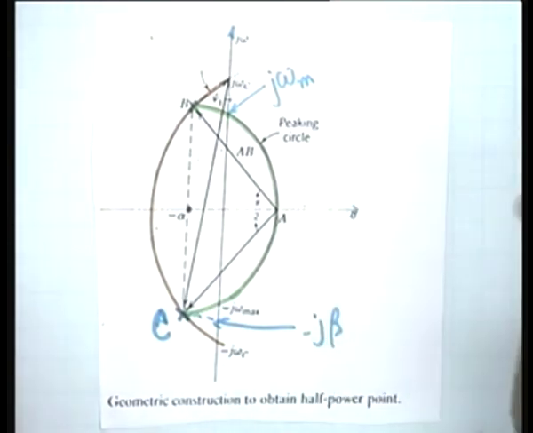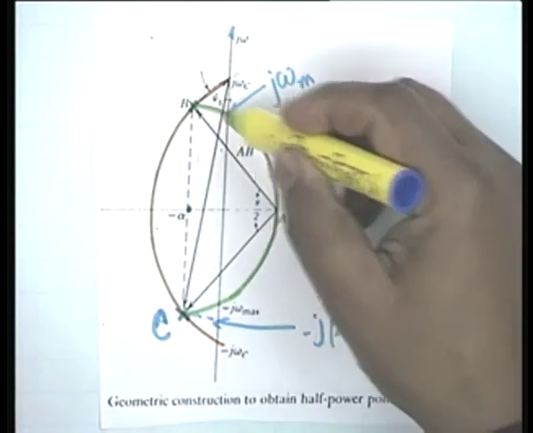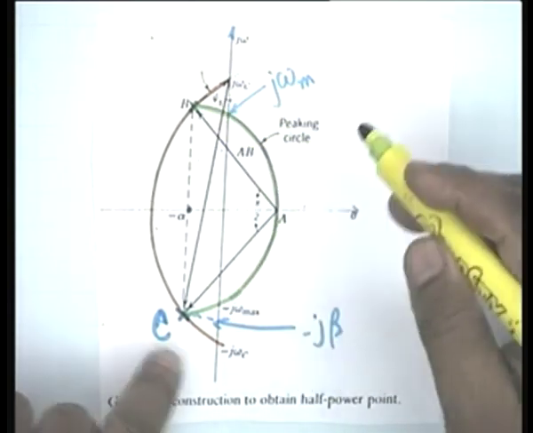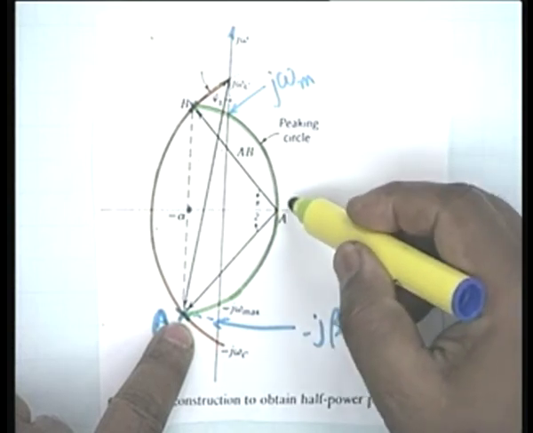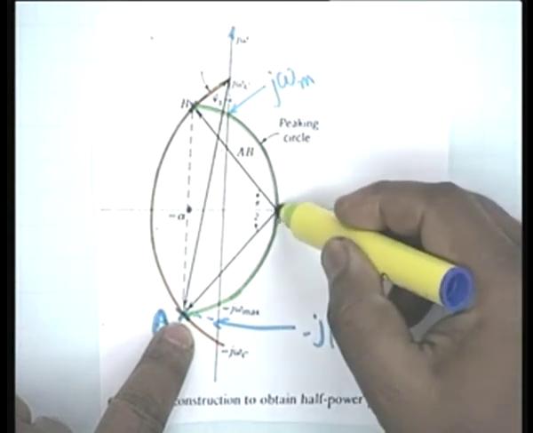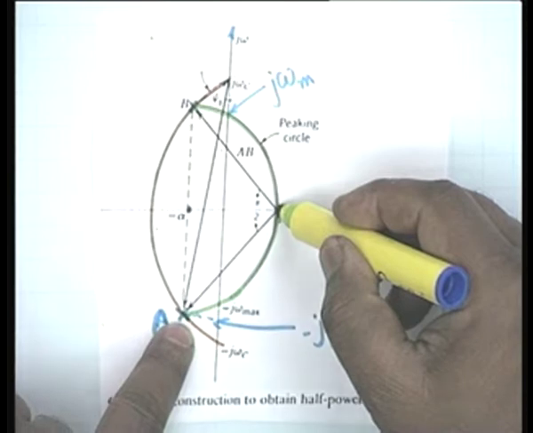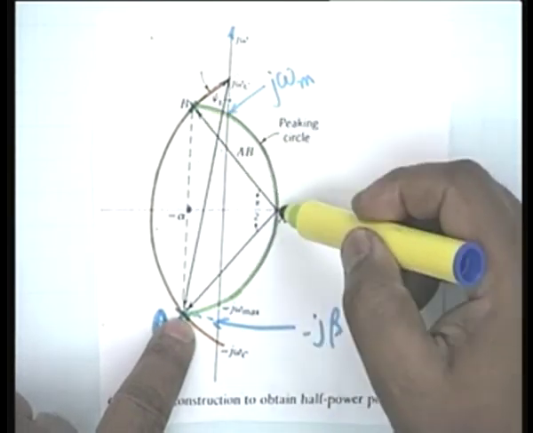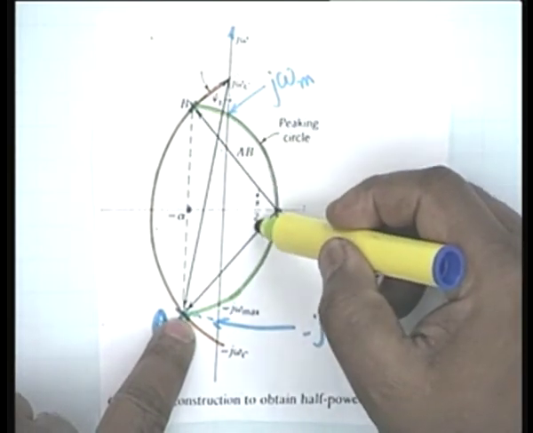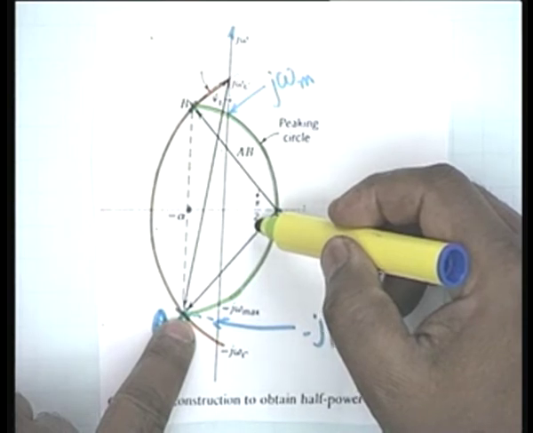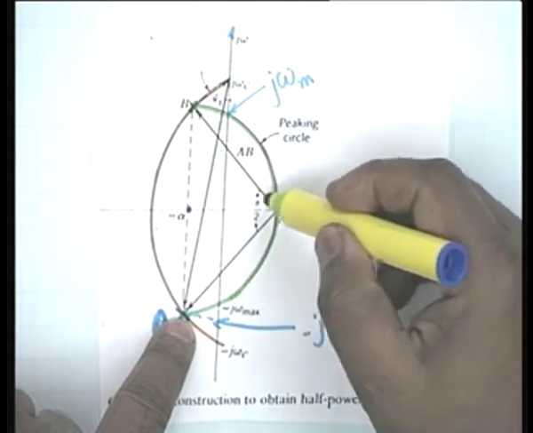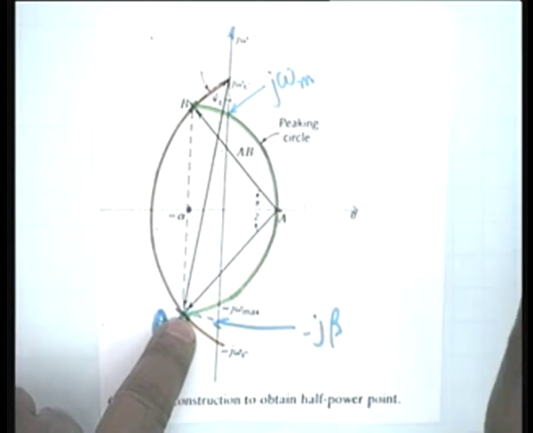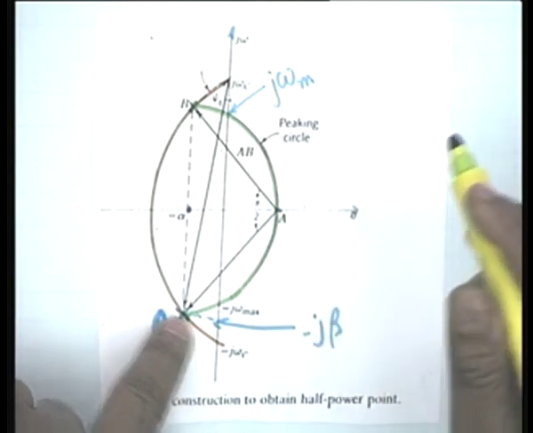Now what we do is the following. If I draw the peaking circle and this peaking circle intersects the sigma axis at the point A, I join AC and AB, then the angle subtended would be the angle subtended by a diameter on the circumference, and therefore this will be 90. Is this point clear? This angle would be 90.